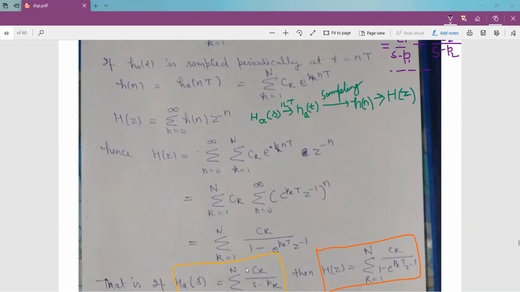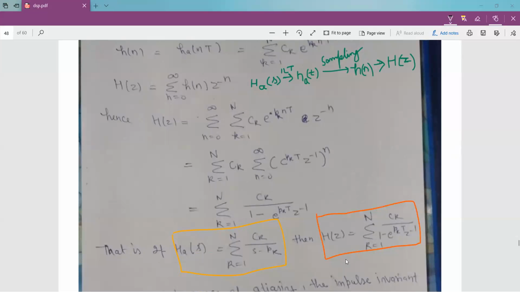This is expressed mathematically here, and finally we obtain the transfer function expressed by the equation given in the orange bracket. That is the digital filter representation you have obtained from the analog transfer function given in the yellow bracket. So when we get the analog filter response from the given specification, we can directly transform it into the digital filter response by replacing the denominator term s minus pk with 1 minus e raised to the power pkT z inverse, using this transformation method.